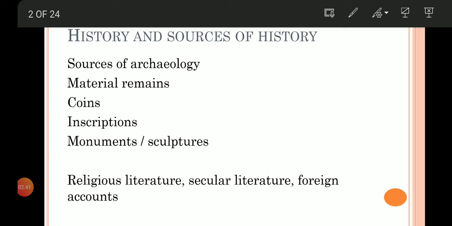Second one, coins. Most of the coins are found on the surface. However, many of them have been unearthed by digging. The study of coins is called numismatics. The ancient Indian currency was not issued in the form of paper but as metal coins made of copper, silver, gold, and lead. These show the growth of metallurgy during those times and also the importance of trade and commerce.